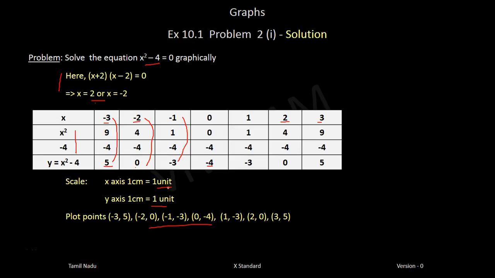So the scale on the x-axis and y-axis are both 1 centimeter equal to 1 unit. Okay, right. Now we have the scale, we have the points, so we are all set to go and plot the points and then draw the curve, right?